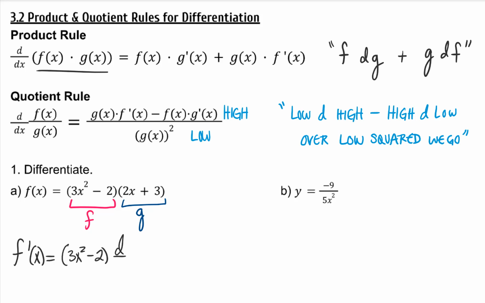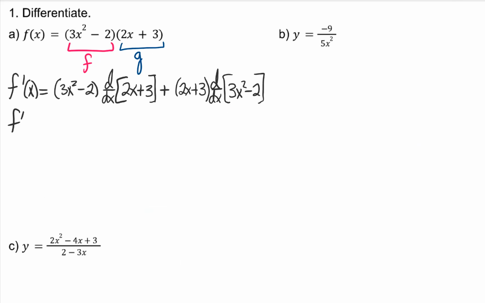dg, so the derivative of g with respect to x, and I'm not going to derive that yet. I'll leave that for my next step, plus g df. The derivative of 2x plus 3 is 2. The derivative of 3x squared minus 2 is 6x.